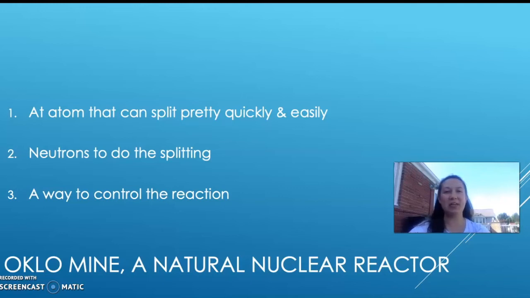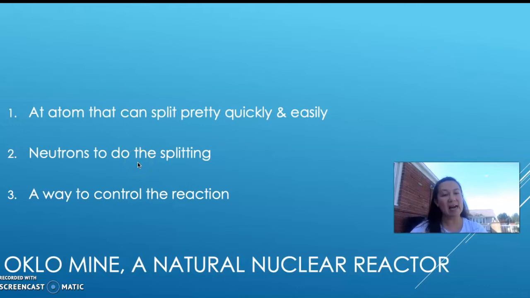Thanks to SciShow, we got to see a natural fissile nuclear reactor. And remember, the three things you need would be an atom that can split apart pretty quickly and easily, and in the case of a regular nuclear reactor, that atom would be uranium-235. You need something to do the splitting.